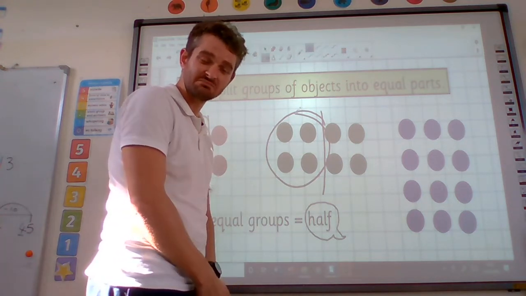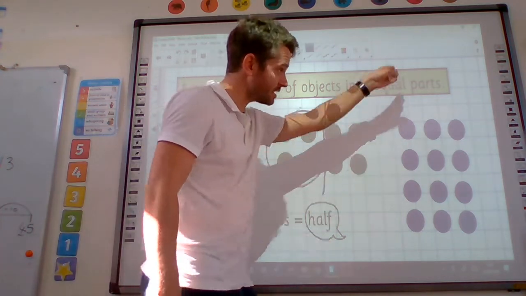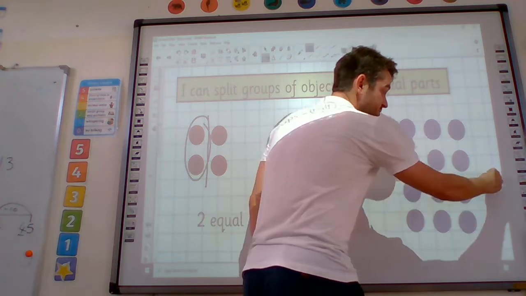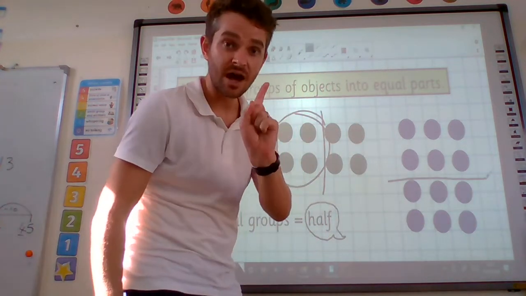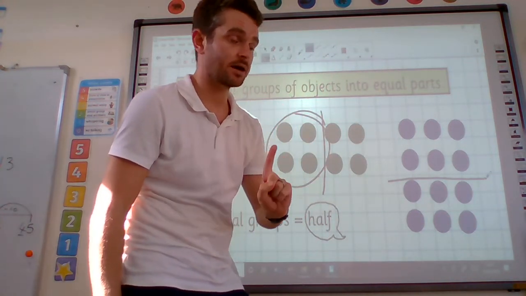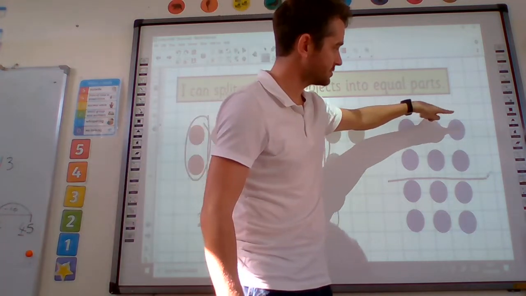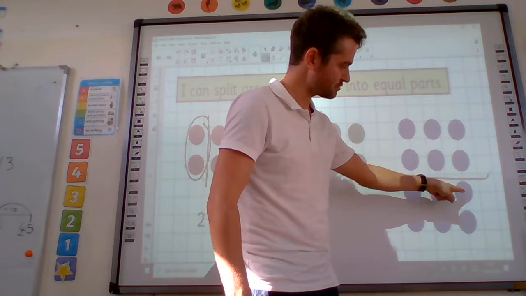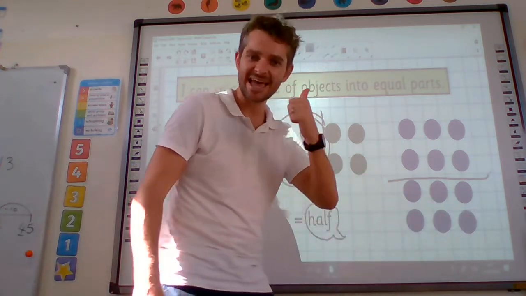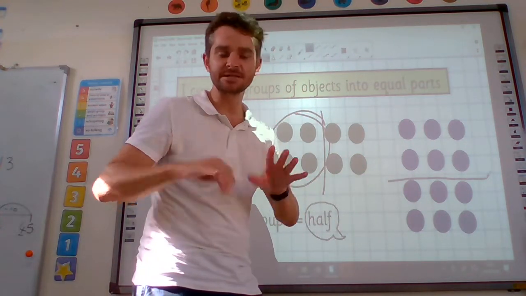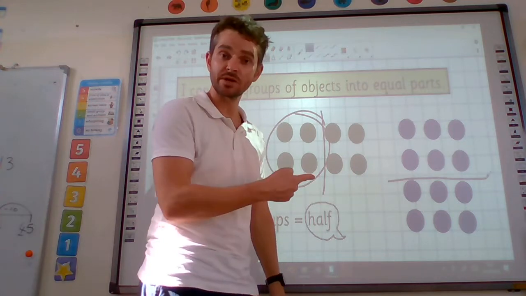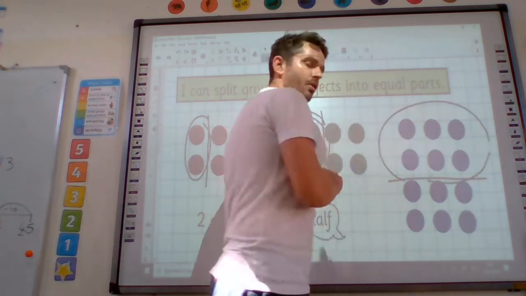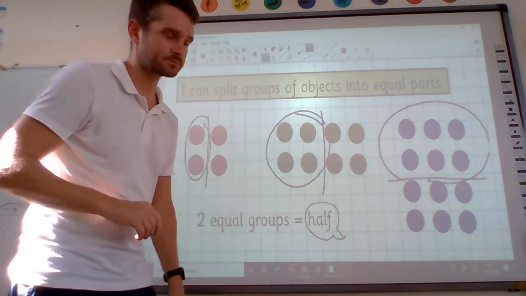Can you spot it? If you can't split it straight down, it's a good idea to see if it works when you split it across. But I'm going to check that they are equal. 1, 2, 3, 4, 5, 6. Okay, 1, 2, 3, 4, 5, 6. Excellent. They both have 6, two equal parts. What do I do next? I circle one of the equal parts.